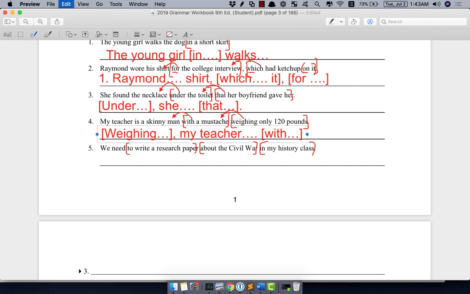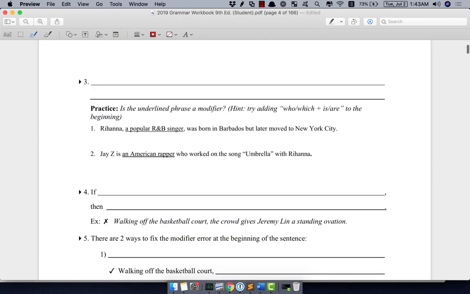And how do you fix it? One way to rearrange the sentence would be, let's say, "In my history class, we need to write a research paper about the Civil War." And that would be the correct, fixed sentence. Now, let's move on to the next page, the next topic, point number three. Oops, so for point number three here, you can write down the notes.